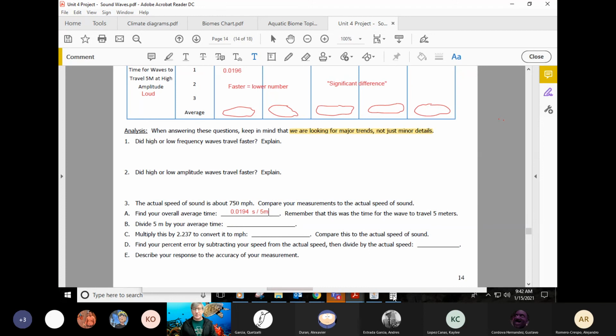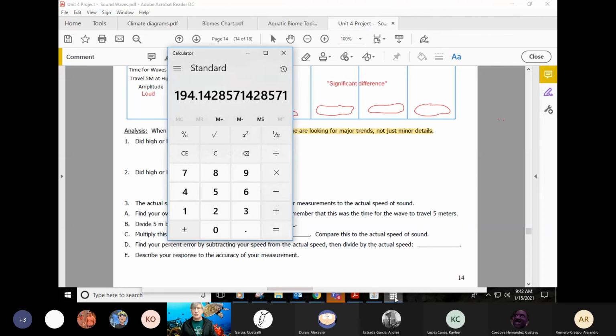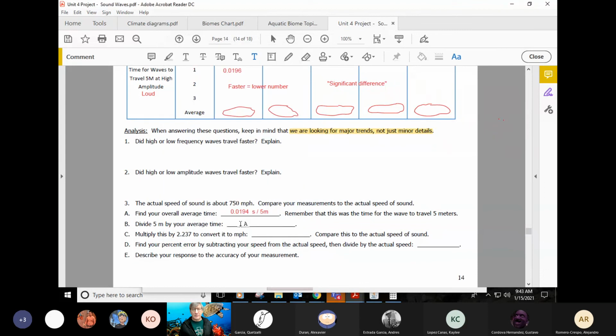So here's what we're going to do. We're going to take 5 meters divided by your average. So I'm going to clear this. I'm going to put 5 in there, and I'm going to divide by 0.0194. Now, it's important you include the whole number. And I get 257.73. Since that's a 3, I just leave the 7 alone: 257.7.